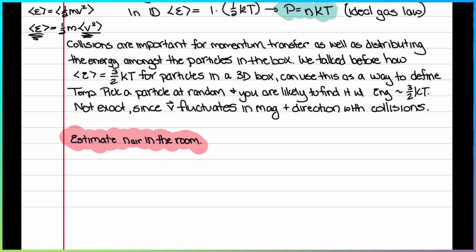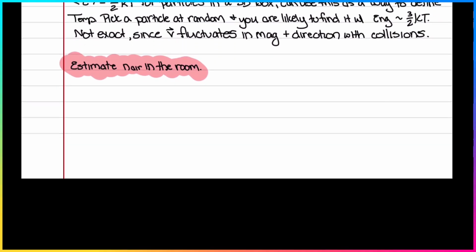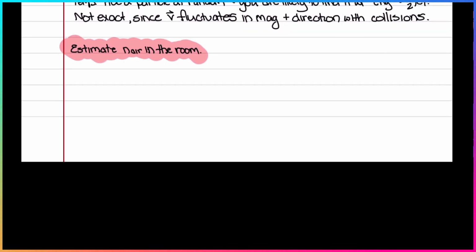Let's do a quick example first. Let's estimate the number density of air in this room, or in whatever room you're in right now. I assume you're not watching this at the top of a mountain or at the bottom of the ocean. So let's estimate the number density of air in the room. It also gives us an opportunity to talk about the units of pressure.